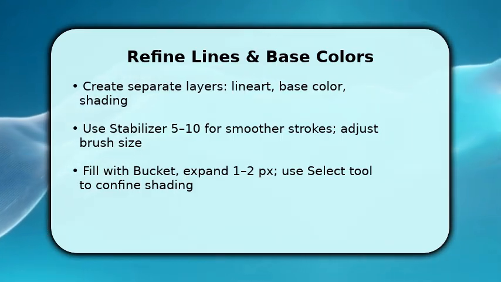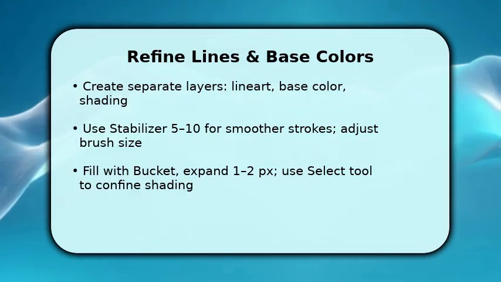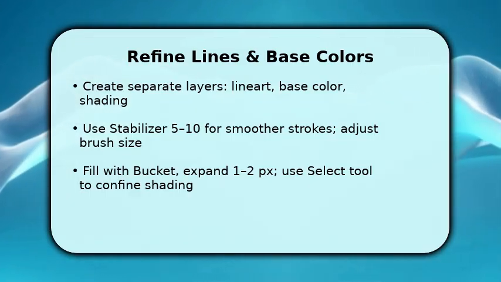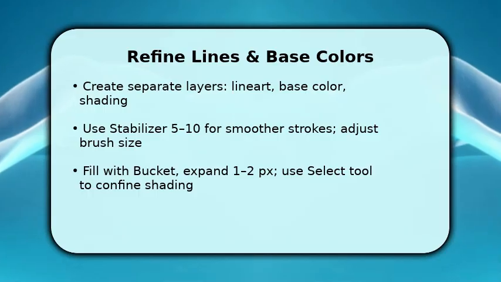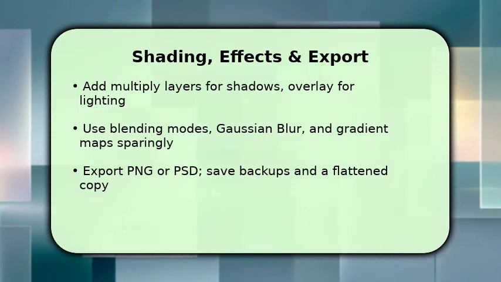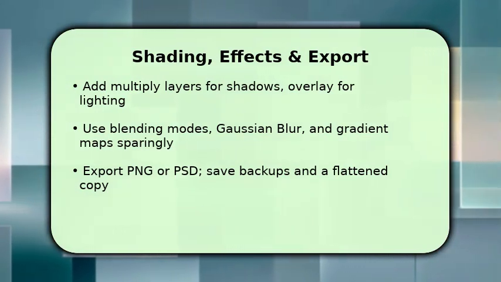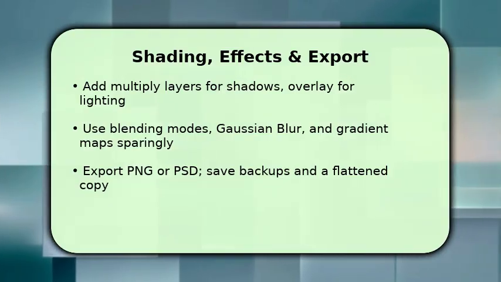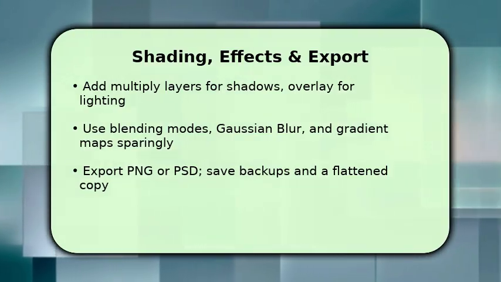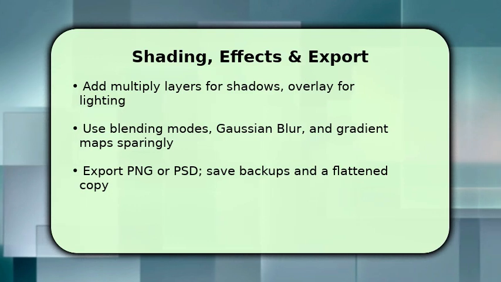Use soft airbrushes for gradual shadows and the select tool to isolate areas for quick, clean blending and color shifts. To finish, add shadow layers set to multiply and paint with 30–60% opacity, then use overlay or add glow for lights. This builds depth naturally.